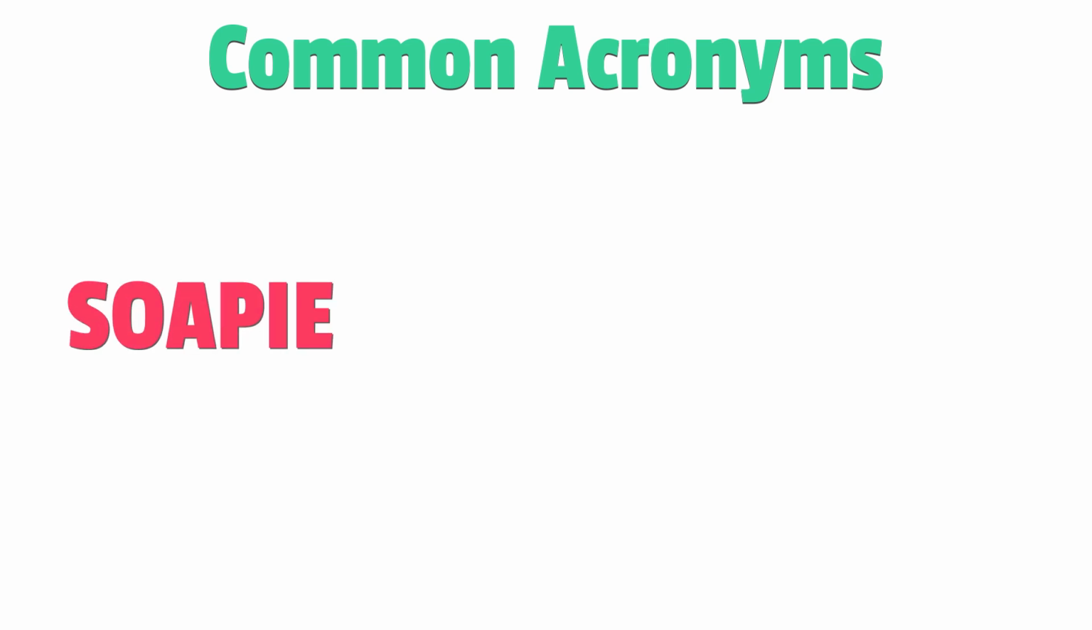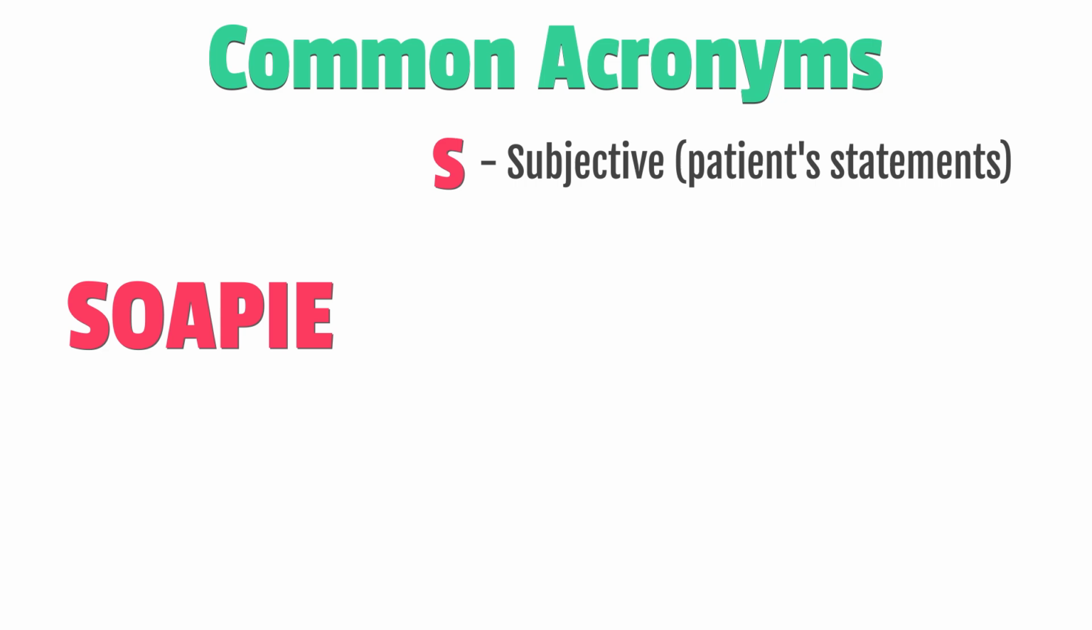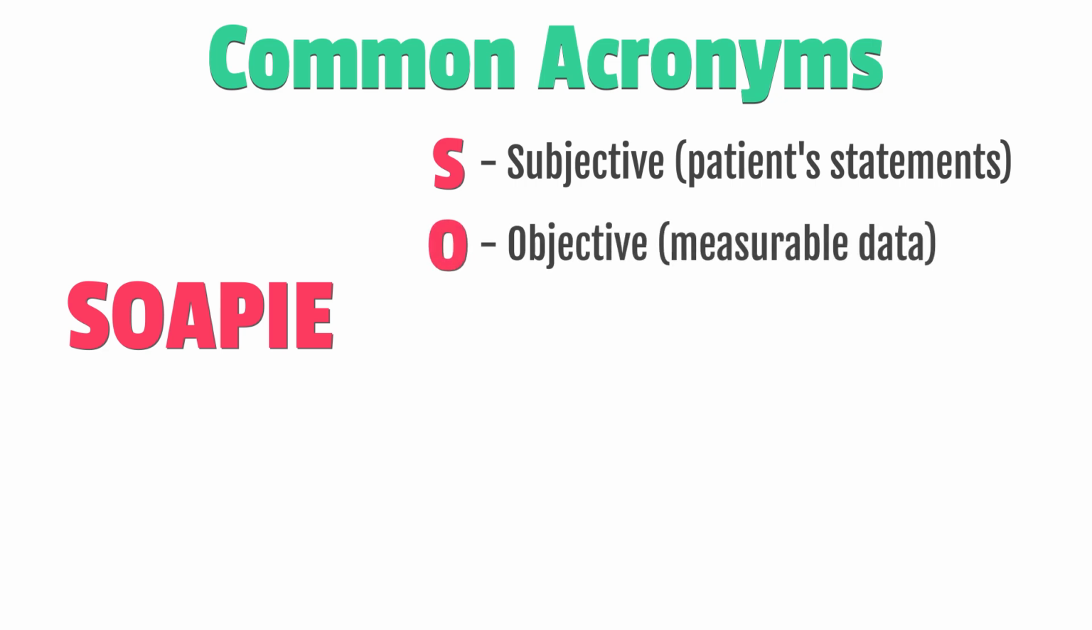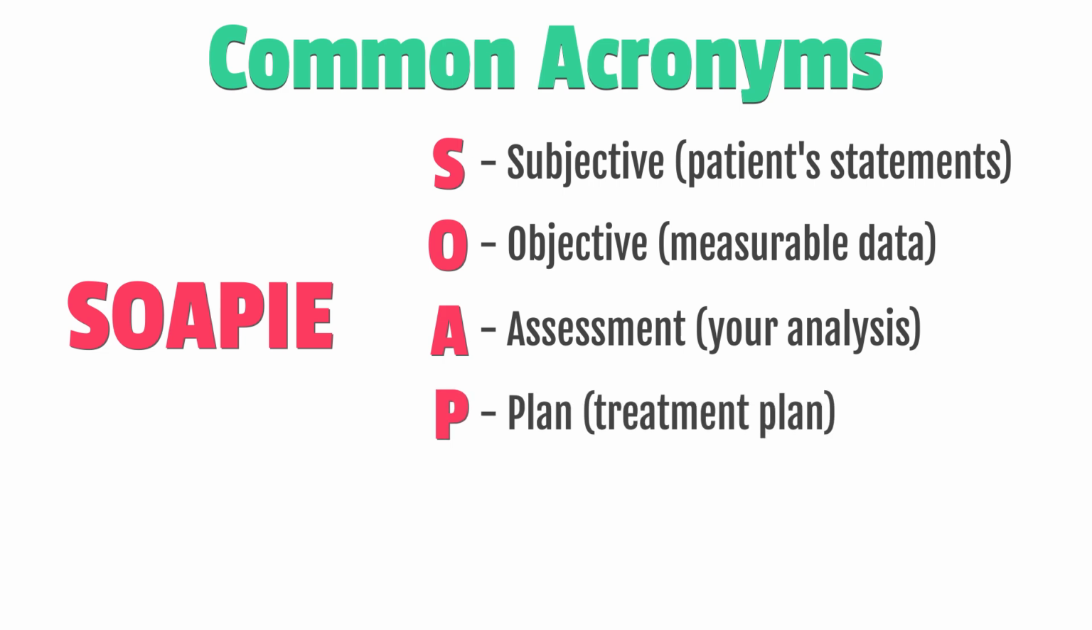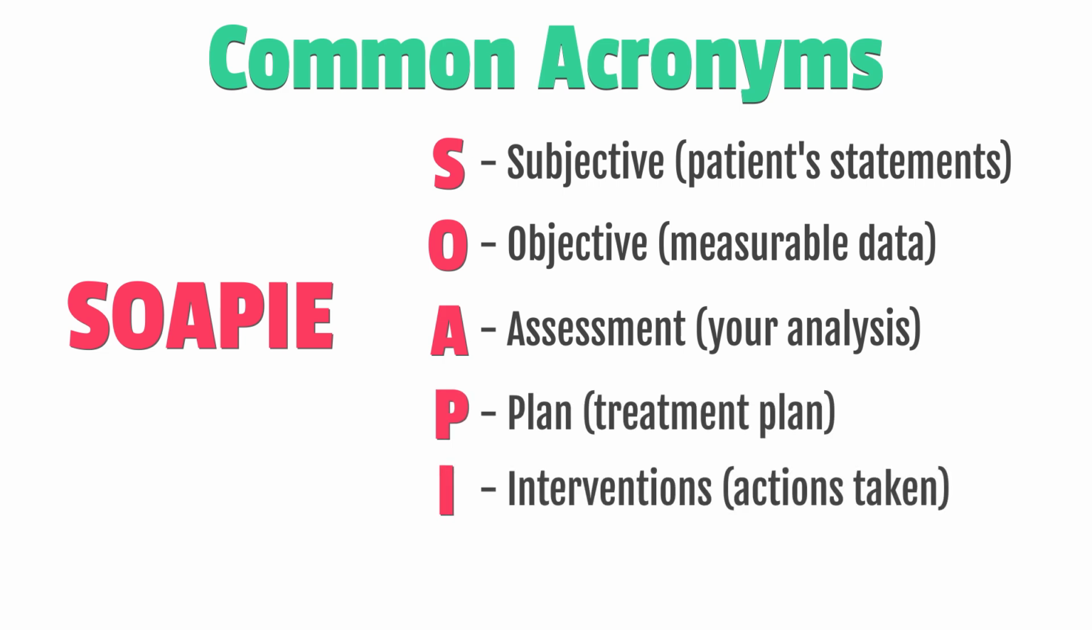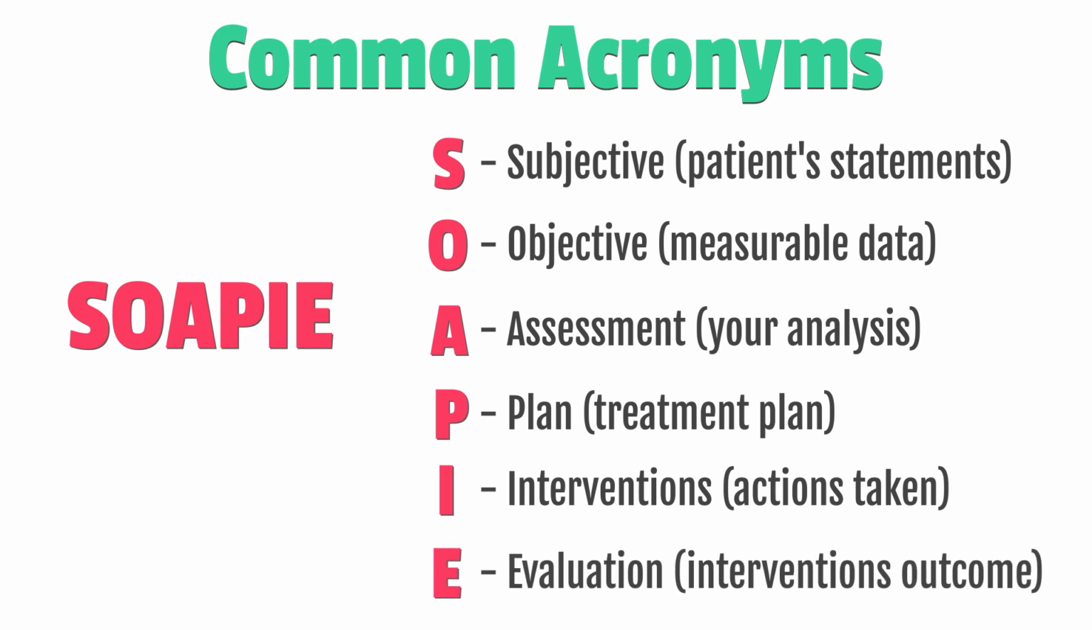Starting with SOAPI. S is for subjective. This includes patient statements. Next is O for objective assessments. This is measurable data like vital signs. A is for assessment, basically your analysis. P is for plan, like that treatment plan. I is for interventions, basically the actions taken. And E is for the evaluation, the outcome of the interventions.